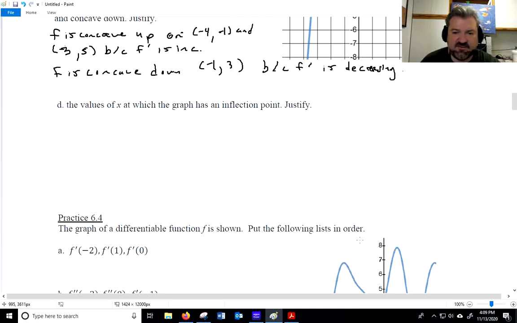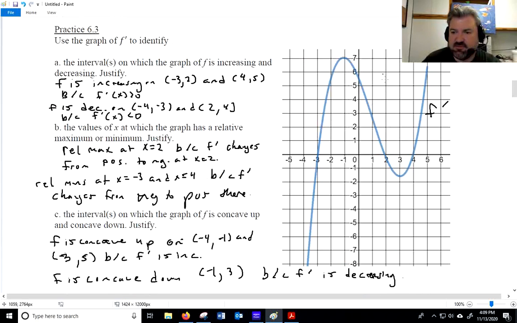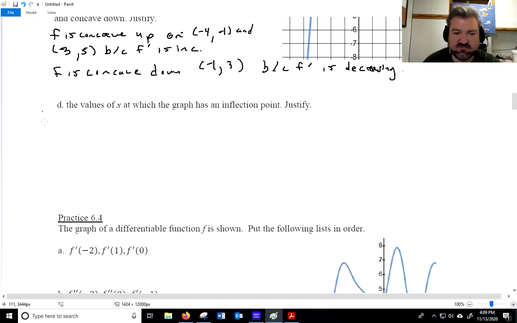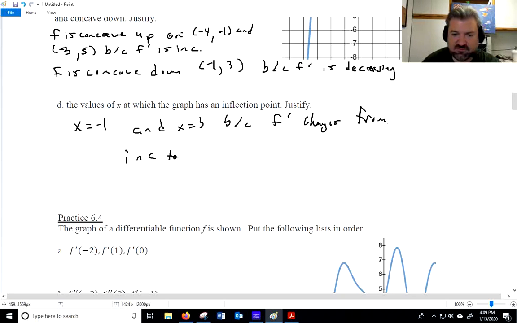The value of x at which the graph has an inflection point. Well, the values for x having an inflection point are x equals -1 and positive 3, because that's where f prime changes from increasing to decreasing or decreasing to increasing. So x equals -1 and x equals 3, because f prime changes from increasing to decreasing or decreasing to increasing.